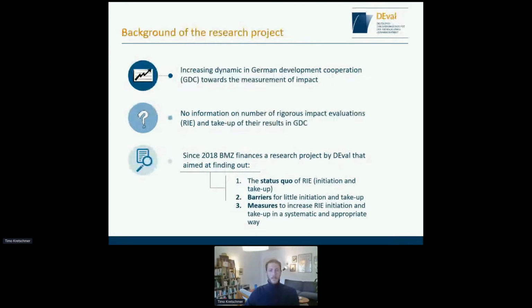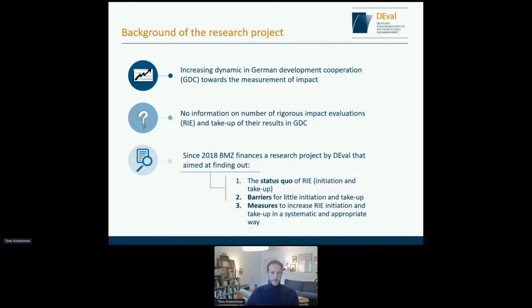So just a little bit of background, why this project exists and what it entails. Probably prior to 2018, we did see increasing dynamic in German development cooperation towards measurement of impact, although there does not seem to be universal understanding of what impact means in German development cooperation. And previously, there was also no information on the number of rigorous impact evaluations and their take-up in GDC.